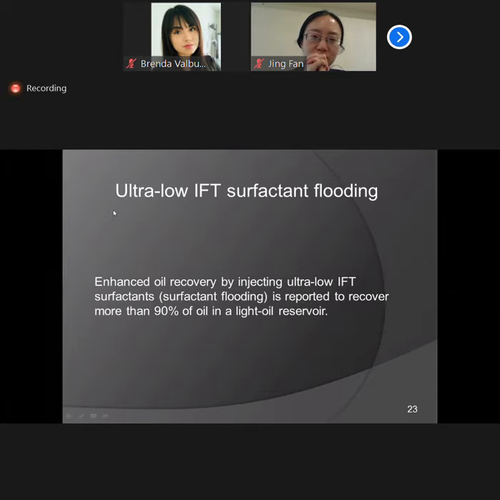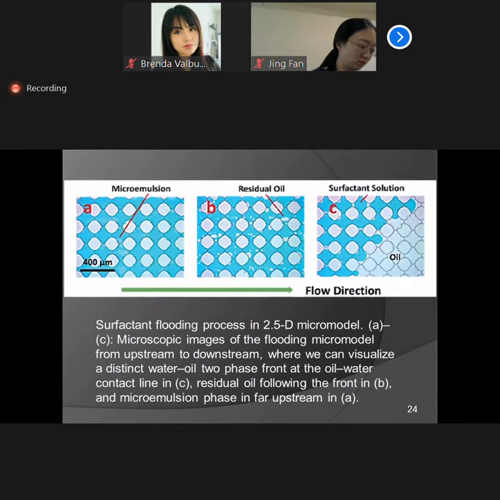And the last one is the ultra low IFT surfactant flooding. Enhanced oil recovery by injecting ultra low IFT surfactants is reported to recover more than 90% of the oil in light oil reservoirs. So this is the surfactant flooding process in 2.5D models.